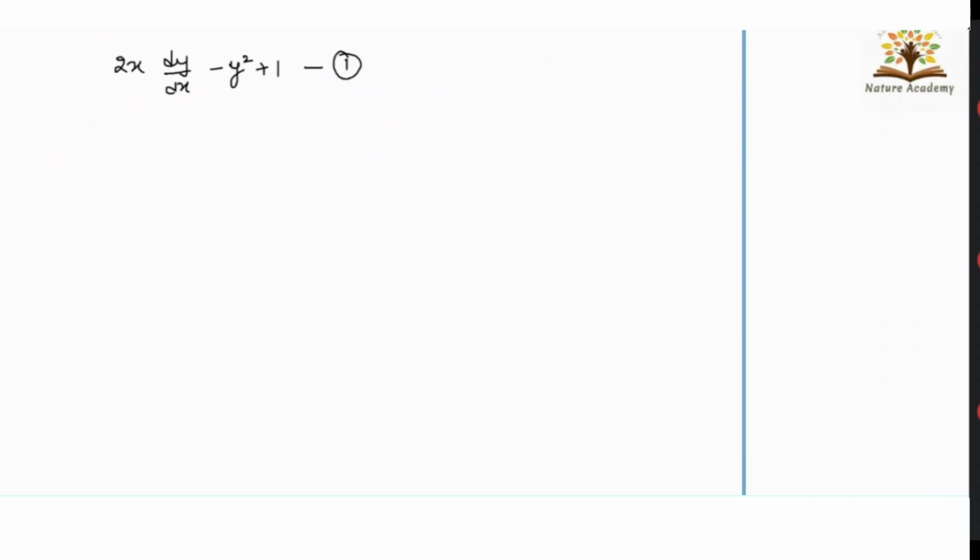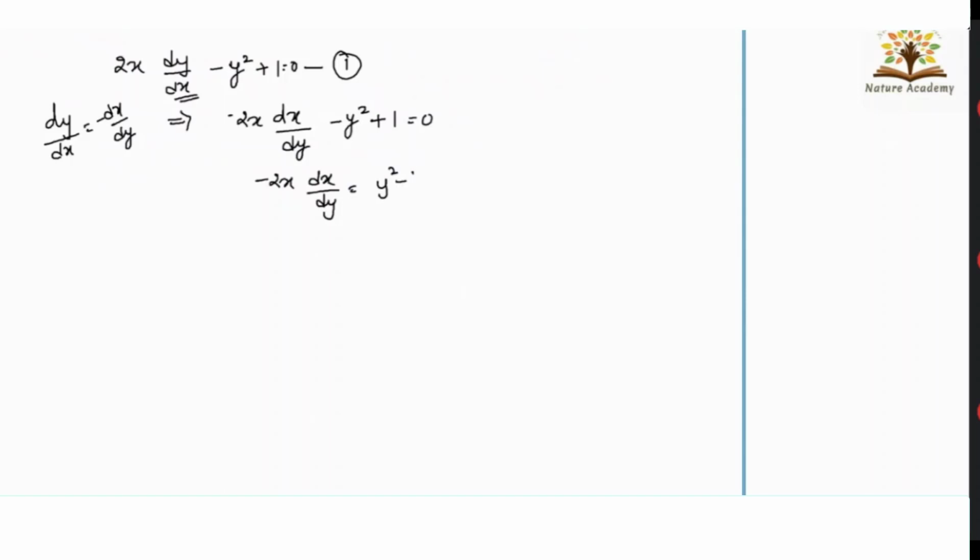Now I have to substitute my second step, dy by dx equal to minus dx by dy. So I have to write 2x as minus, and I will write dx by dy here. I have just flipped this equation. dy by dx I have written as dx by dy with a minus sign. Minus y square plus 1, it will be equal to 0. Now I can equate it easily. Minus 2x dx by dy equal to y square minus 1.